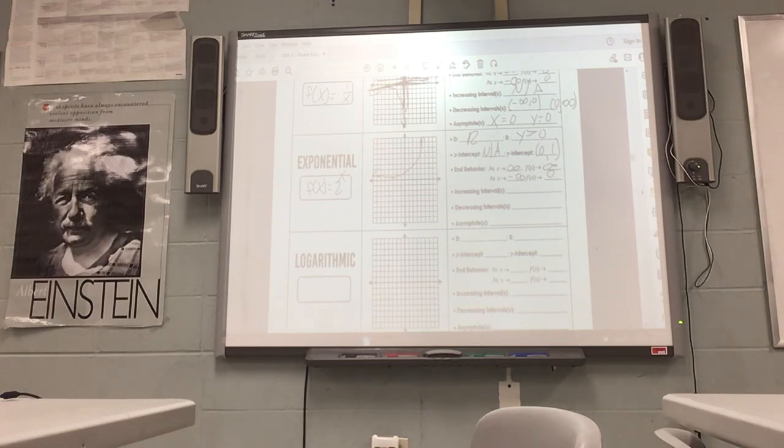All right, increasing. Increasing on negative infinity to infinity. Decreasing then can't happen. Asymptotes. Wouldn't it be x equals 0, y equals 0? It's not going to be x equals 0 because that is the y-axis and it crosses it. But it would be y equals 0. Very good. What would the x-intercept be? It doesn't have an x-intercept.